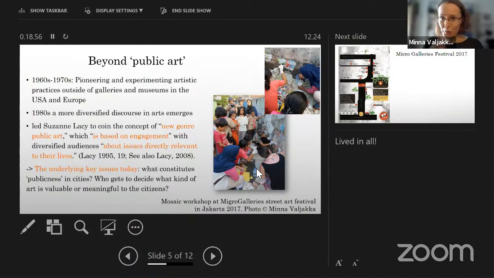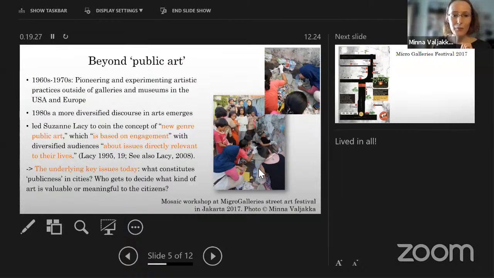So as just one example of this current situation and how complicated it can be, I want to briefly talk about the Micro Galleries Street Art Festival. So here we already have a couple of images about a mosaic workshop where a couple of artists were just interacting with the children in order to teach them to build a bit of mosaic patterns in the alley where they are living.